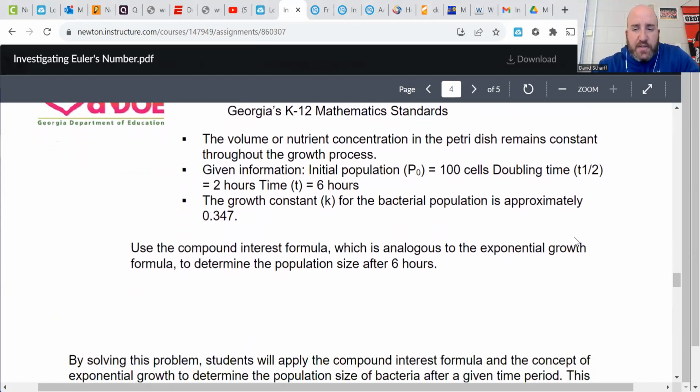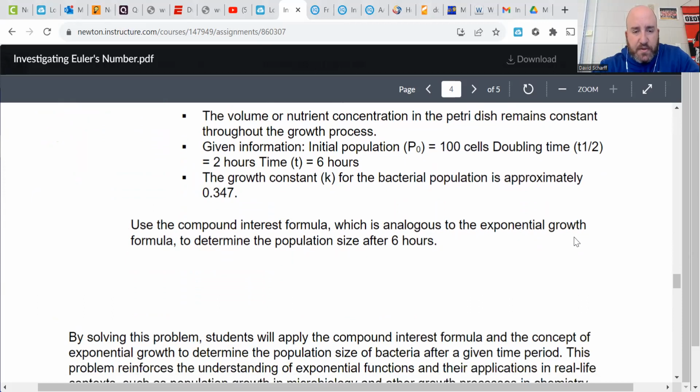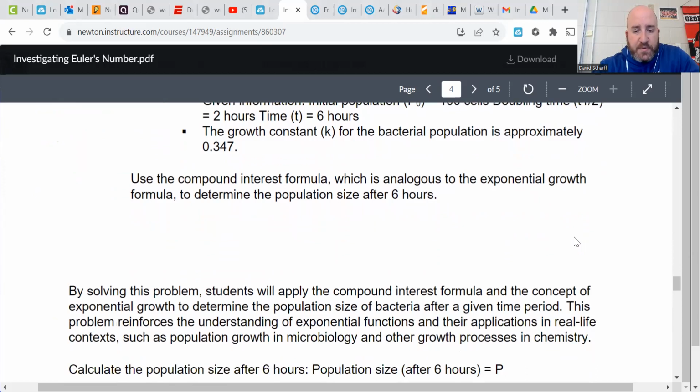So the given information: you start off with 100 cells. The doubling time actually doesn't matter. Total time it's growing is 6 hours. The growth constant K for the bacterial population is approximately 0.347. Using the compound interest formula, it's actually the continuous compound interest formula that we saw above, use what we are given to determine the population size after 6 hours.